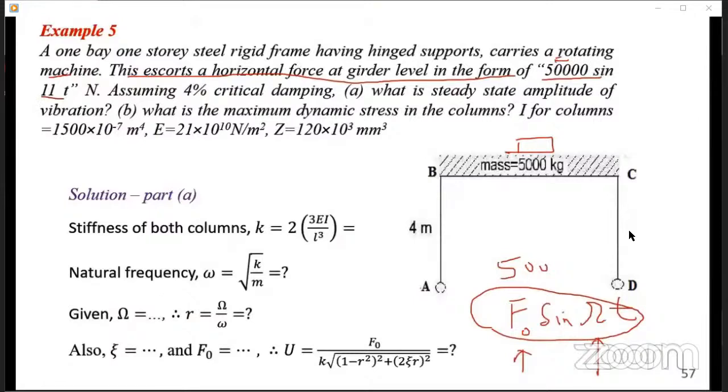Right. Okay. Good. Gabriel Jr. Yes, true. 50,000 sine omega 11t. That is the forcing function. So you can see you already have what is F naught, 50,000. You have calculated K. You have obtained R. Okay. And what is the xi given? What is this xi? I don't know how you call it because in Greek it's xi.